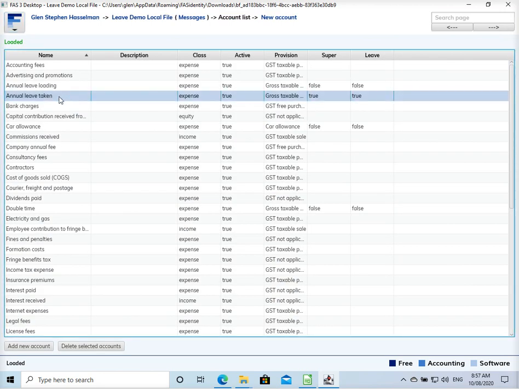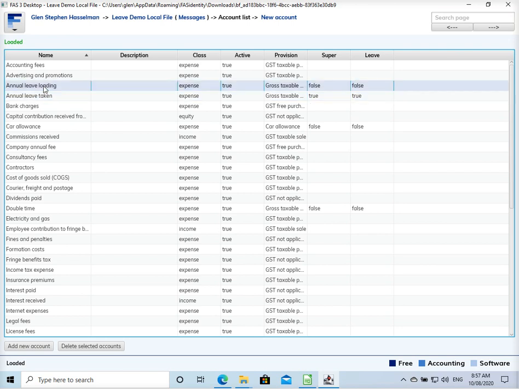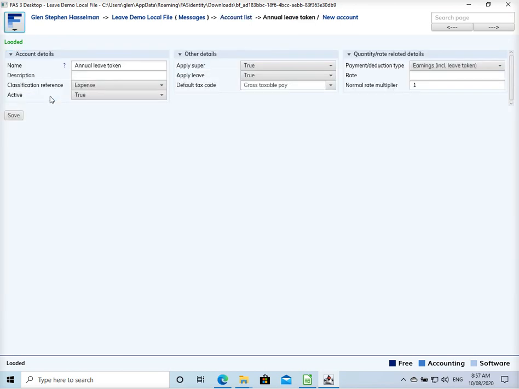Okay, so I've set up this account, annual leave taken and annual leave loading already, but I'll just show you how they're set up. So this one's called annual leave taken. It's an expense account. The apply super is true because when someone takes annual leave they get super on top of that. Apply leave is true as well, although this has no real effect in the desktop version because it's not going to calculate the employee's entitlement to leave.